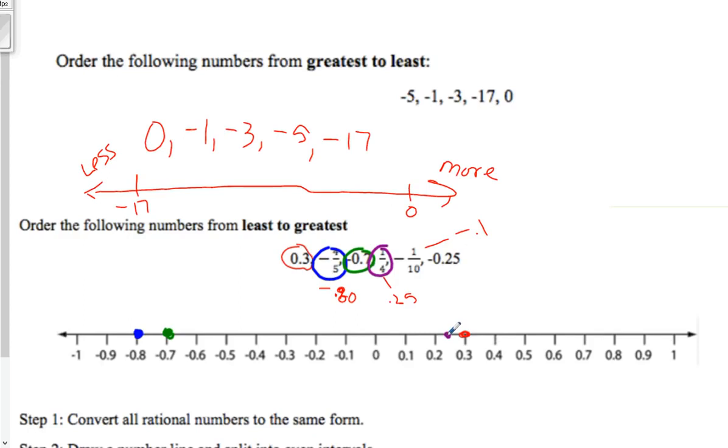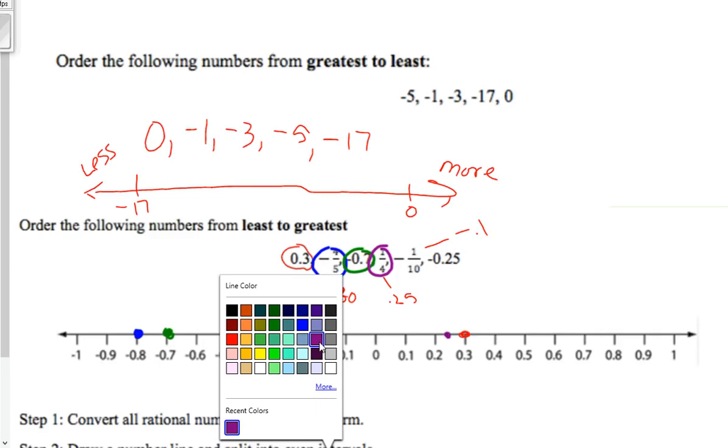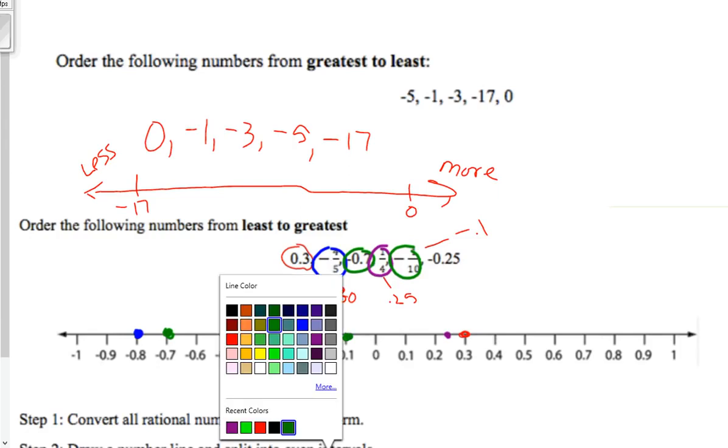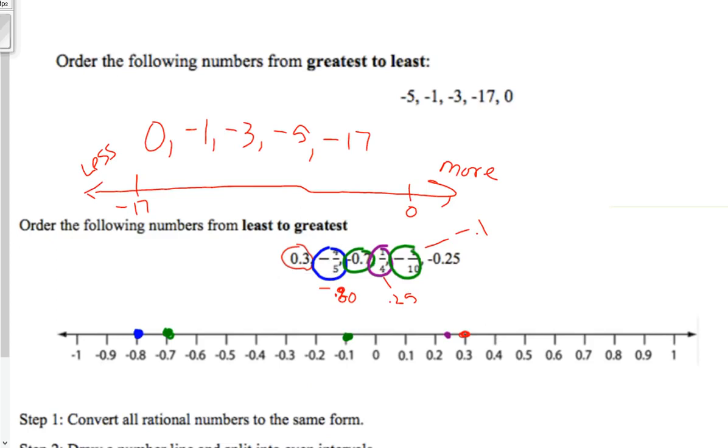And -1/10, let me choose a different color we haven't used. This olive green color actually looks the same as that other green. So -1/10 is -0.1, which will be right here, and you can't tell those apart. And let's go with this burnt orange color, and -0.25 is going to go right in the middle there. All right, so that's where they go.